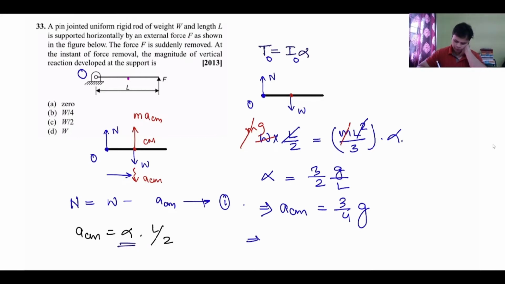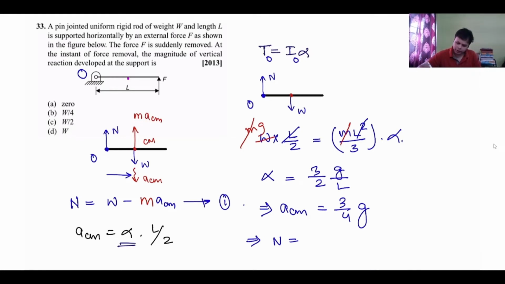So this implies, what is the value of N? From equation 1, I can get the value of N. N is equal to W minus M into ACM. Sorry, it is not ACM, it is mass into acceleration, M into ACM. I'm sorry, I think that got removed. Yeah, I'm sorry for that.